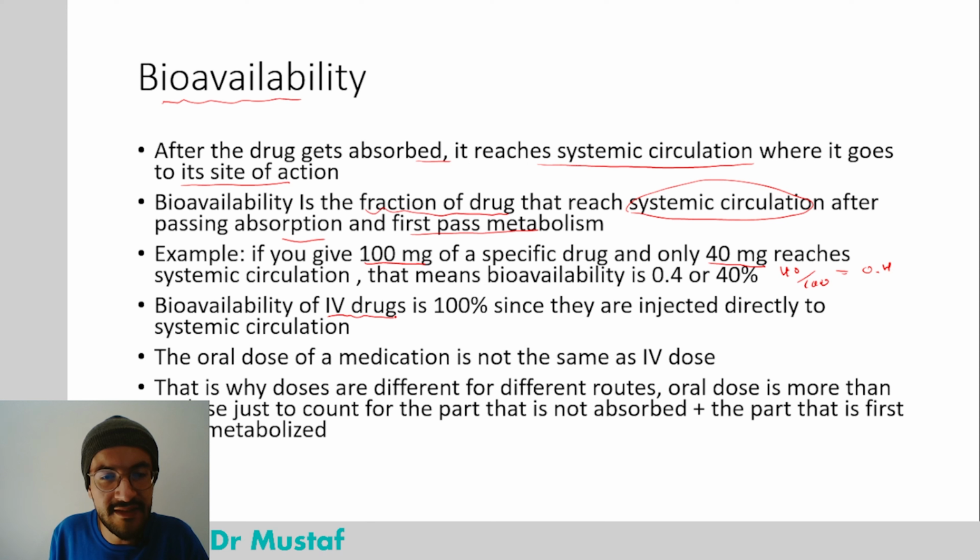The bioavailability of intravenously administered drugs is 100% since they are injected directly into the systemic circulation. So they don't undergo absorption, they don't undergo first pass metabolism, and they have 100% bioavailability. And the oral dose of a medication is not the same as the IV dose, which is why doses are different for different routes. The oral dose is more than the IV dose to account for the part that's not absorbed and the part that is first pass metabolized.